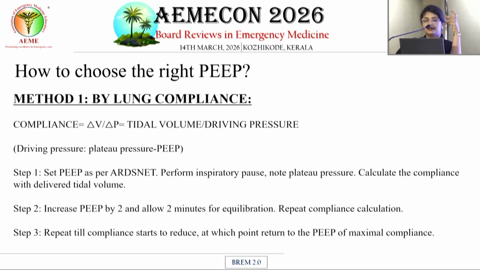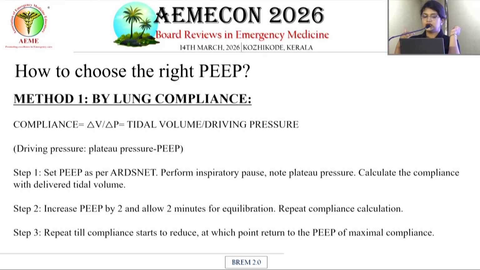You can do it by lung compliance or by the driving pressure technique. What is compliance? It is the change in unit volume for change in unit pressure of the lung, so tidal volume divided by driving pressure. What is my driving pressure? It is the difference between plateau pressure and PEEP. So you have tidal volume, plateau pressure and PEEP. All the values are available bedside from your ventilator, so you can calculate the compliance.